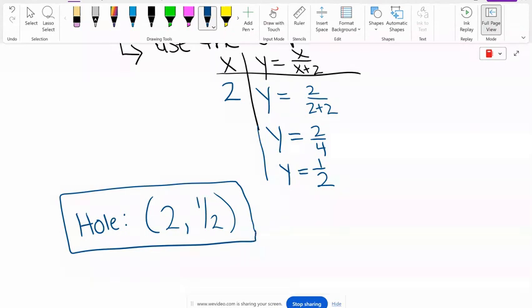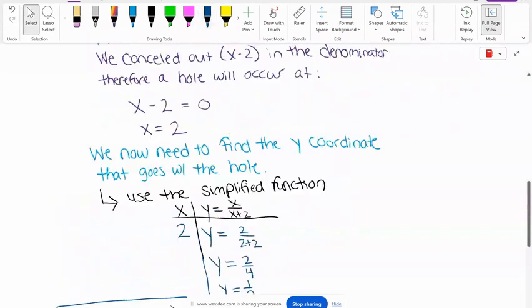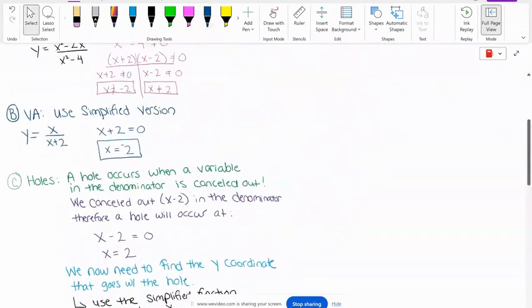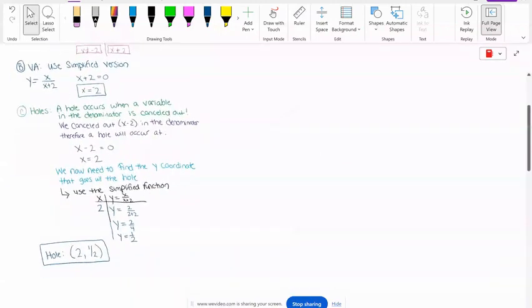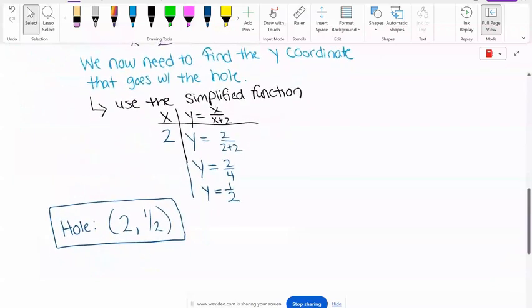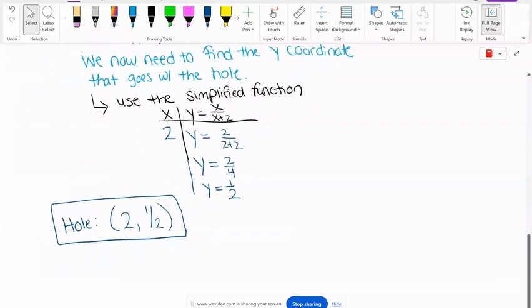It's a lot of work there. Now remember, the hole only occurs when? Good, when you cancel an x out of the denominator. A hole only occurs when you cancel an x out of the denominator. If you're not able to cancel an x out of the denominator, there will be no hole there.